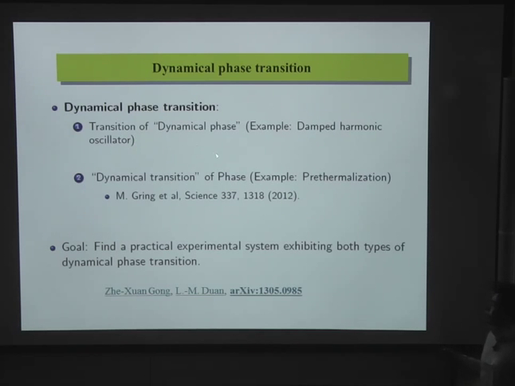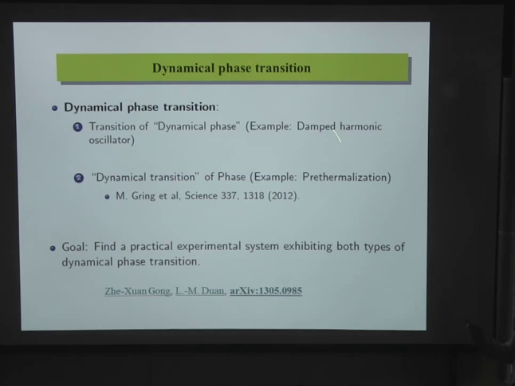First, I want to clarify the concept here again. Actually, this concept is a little bit confusing. It has at least two independent meanings. The first meaning is one could have a transition of dynamic phases. What that means is you change some parameter of your Hamiltonian or of your Maxwell equation, then the dynamics of the whole system will have some dramatic change.